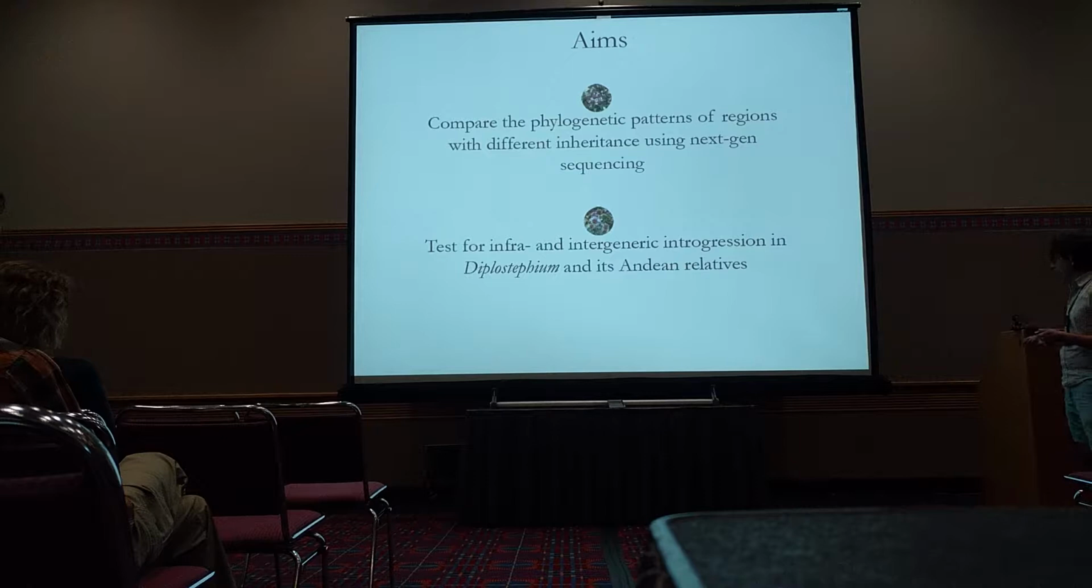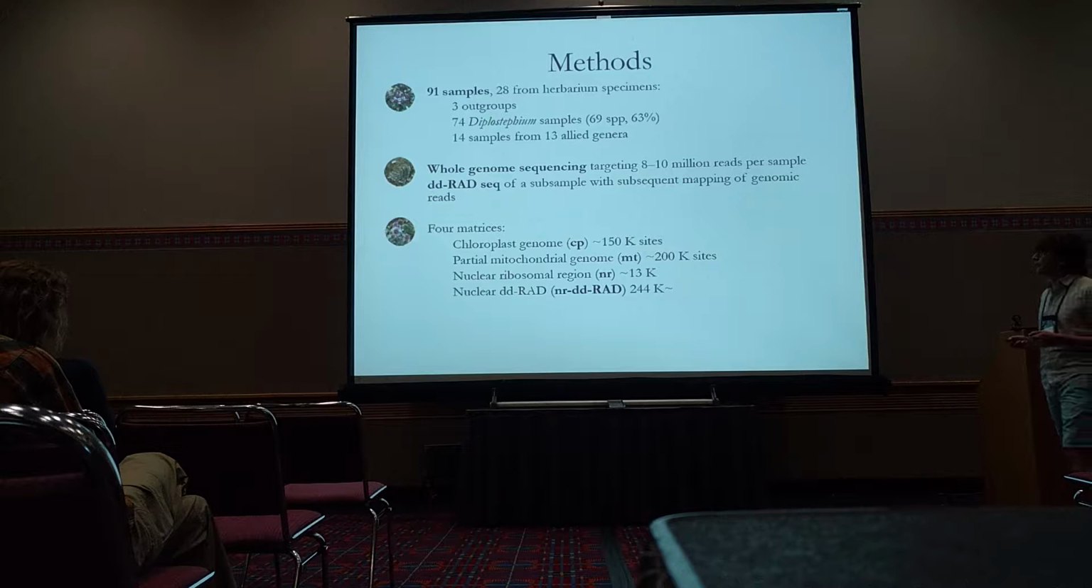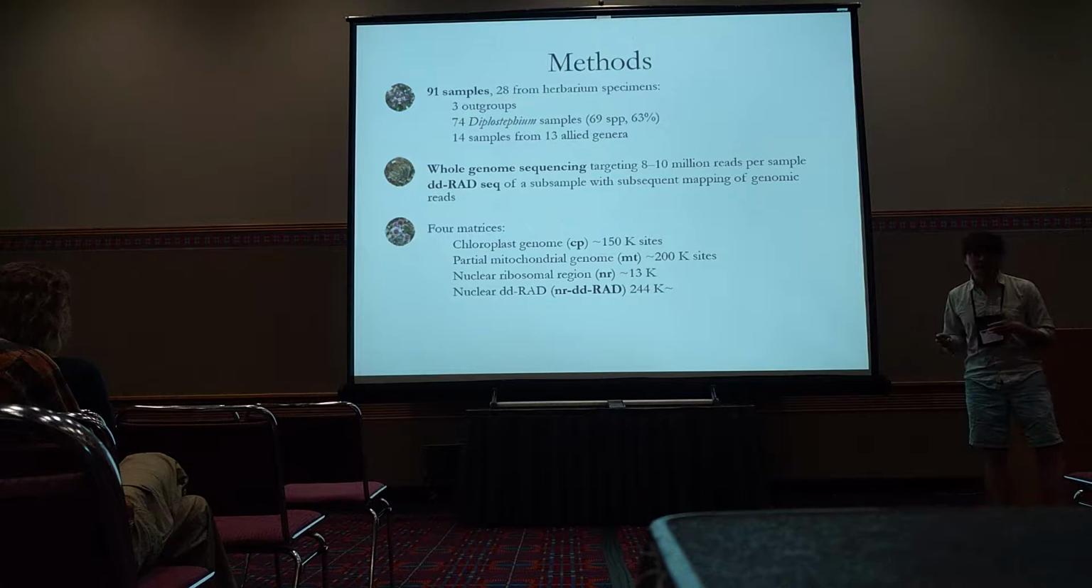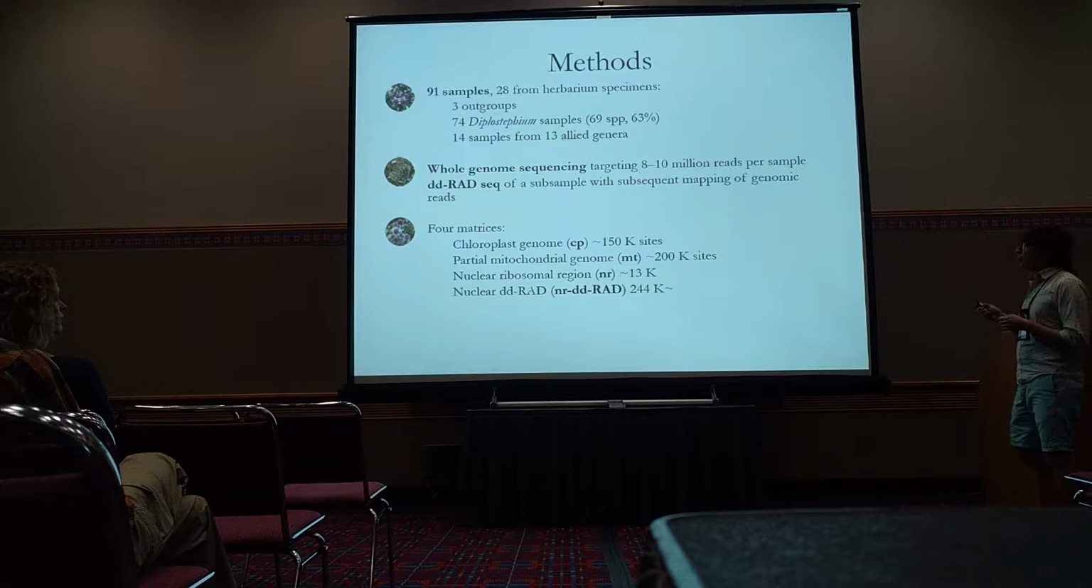So I'm going to go to the methods. I sampled a total of 91 samples. I had 3 outgroups, 74 Diplostephium samples representing 69 species, and 14 samples from 13 different genera. I wanted to test whether Diplostephium is monophyletic or not. For all 91 samples, I did genome skimming, so whole genome sequencing. And for a subset of samples, I produced a ddRAD matrix that I used as a reference for mapping the whole genome sequencing of the other samples.